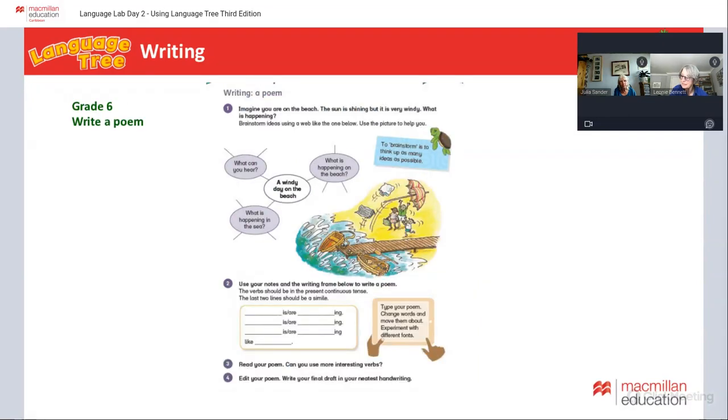I'm sorry. Thanks. It's worth noticing that the poem they're asked to use to write, rather, uses the present continuous tense. And again, it's reinforcing the grammar focus of this unit, which is another example of how the skills work is integrated and not taught in isolation. Next slide.